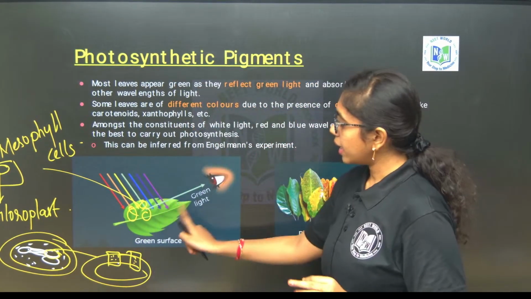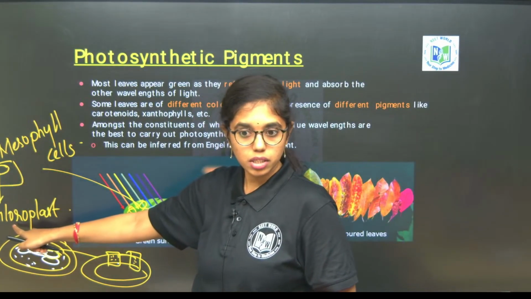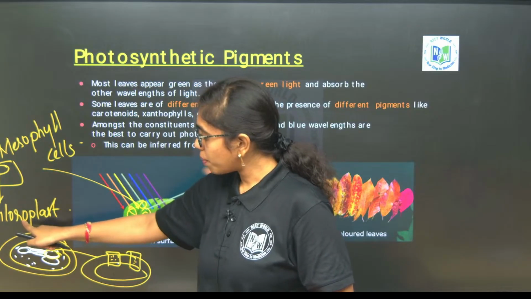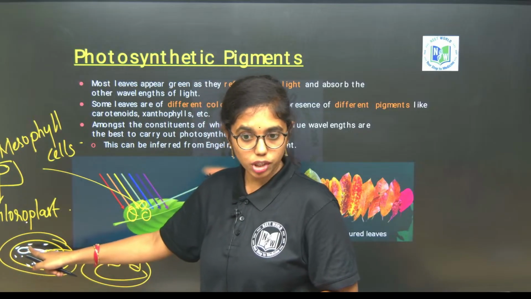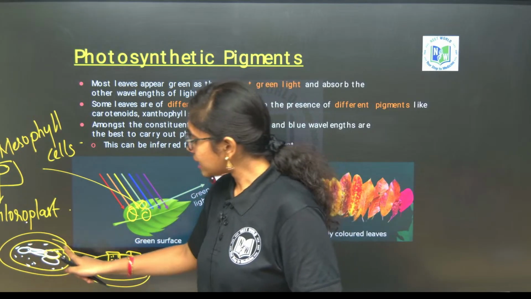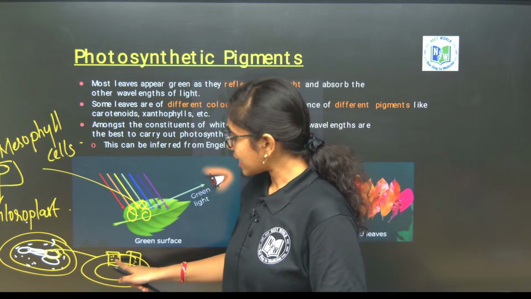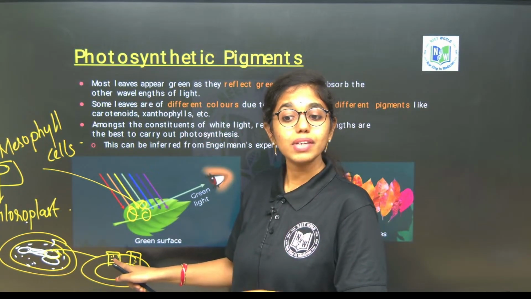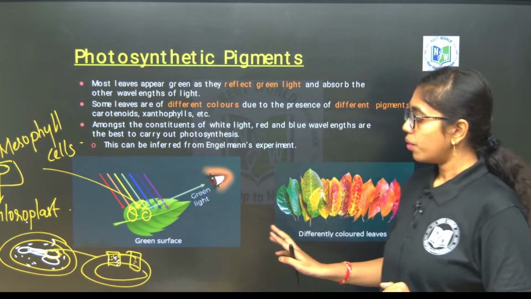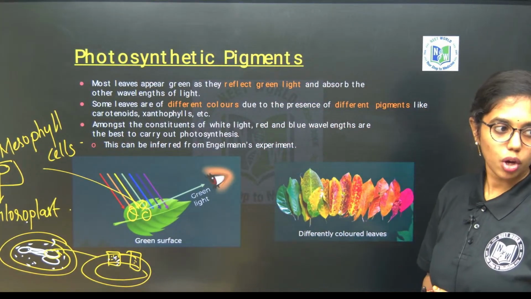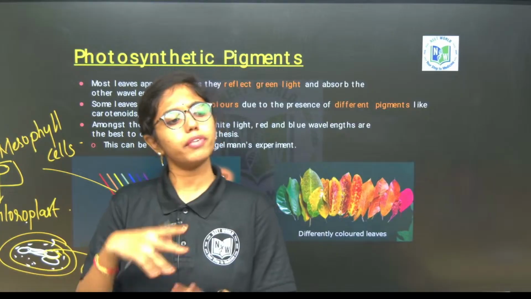So leaf will have what cells? Mesophyll cells. Mesophyll cells will have what organelles? Chloroplast. Each chloroplast is a double membrane bound organelle. Inside each chloroplast you have membranous sac-like structures. What are they? Thylakoids. In this membrane you will have photosystems. Inside photosystems you will have light harvesting complexes. Inside light harvesting complexes you have what? Photosynthetic pigments.